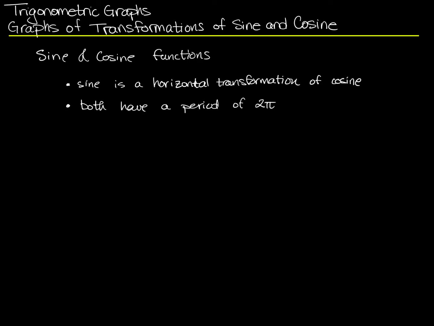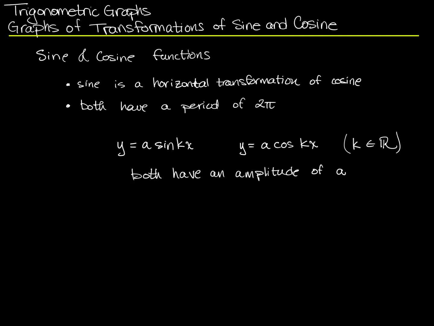So we can say that y equals a times the sine of kx, and y equals a times the cosine of kx. K here is just a real number. K is a member of, or an element of, the set of real numbers. That's all that means. So K is some real number. And for both of these, we have an amplitude of A. So whatever the number is in front of the function, A here and A here, and again, A is just a real number. It doesn't have to be an integer. It often is in a textbook setting, but it isn't always.